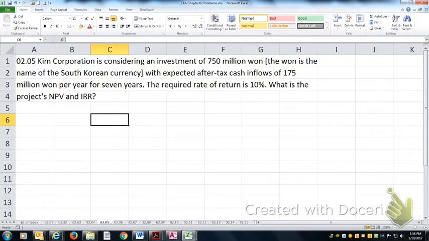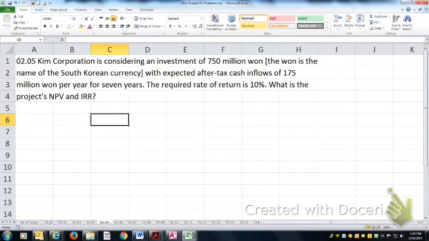This is problem 5 from Chapter 2 of the CFA Institute's textbook, Corporate Finance, A Practical Approach, 2nd edition. All right, and this one is using a different currency. It's using won, and the won is the name of the South Korean currency. And the cash flows, it doesn't matter what denomination the currency is in, the math is the same either way.